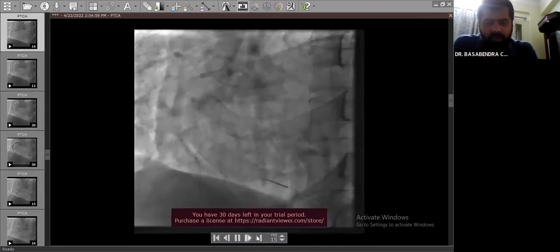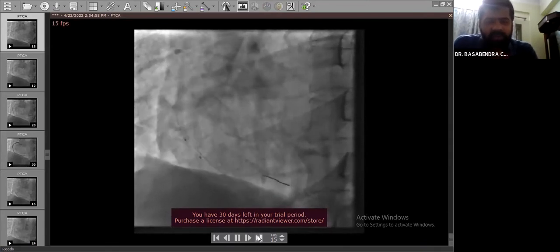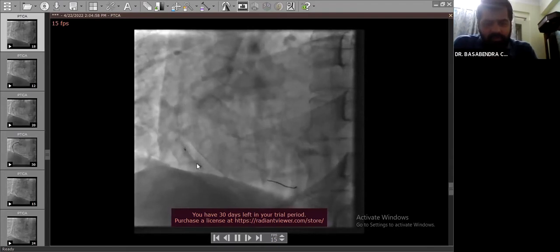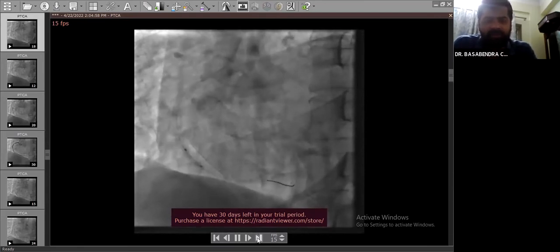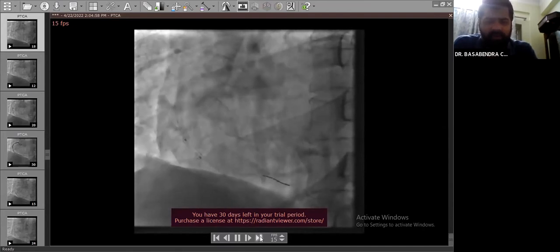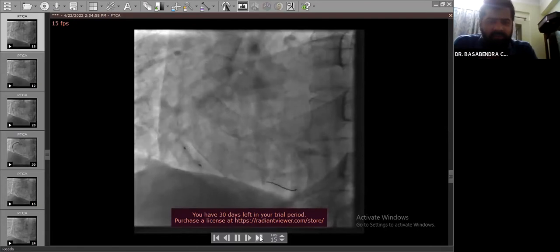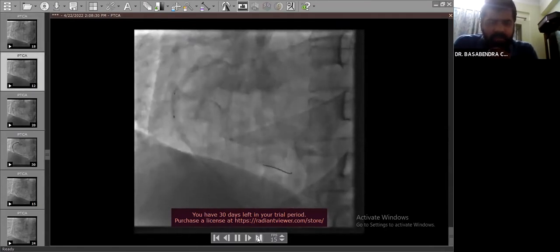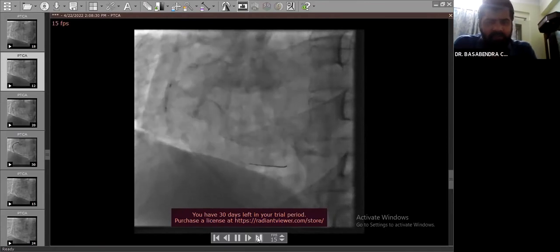So a 2.5x10 OPN balloon was taken. We could pass beyond the distal lesion, and we went at high pressure, at around 25 to 30 atmospheric pressure. After that, we could see fair expansion of the balloon. And the balloon dilatation with the same balloon was done from the distal to the proximal part.